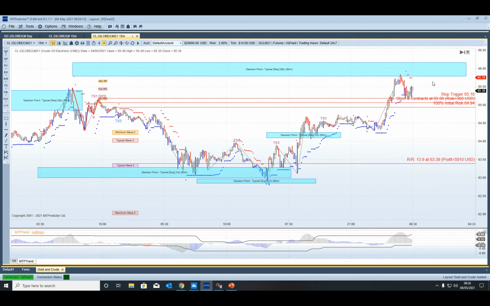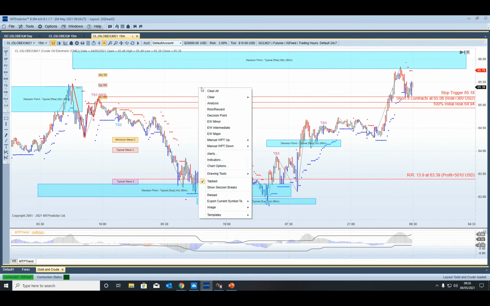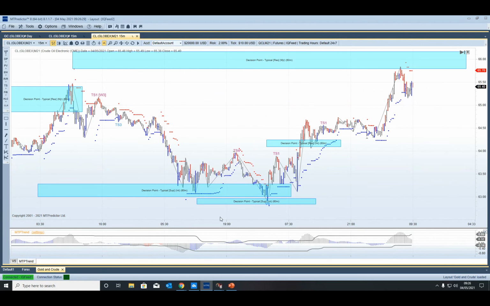So are there any questions on that at the moment? Are there any questions on the W3 trade setup in particular? And are you all happy about what we're trying to do with that? Again, just to recap, we come off.